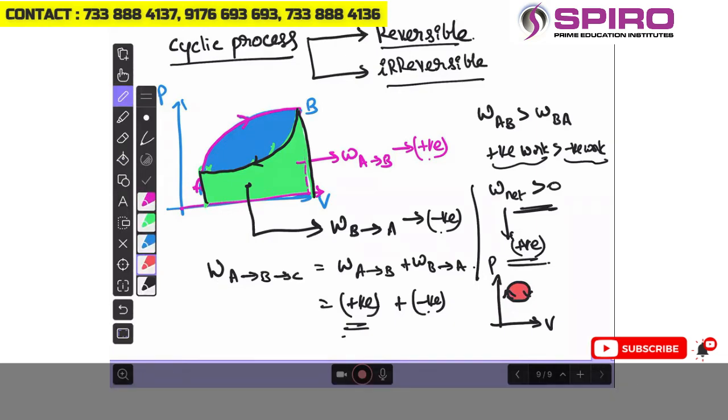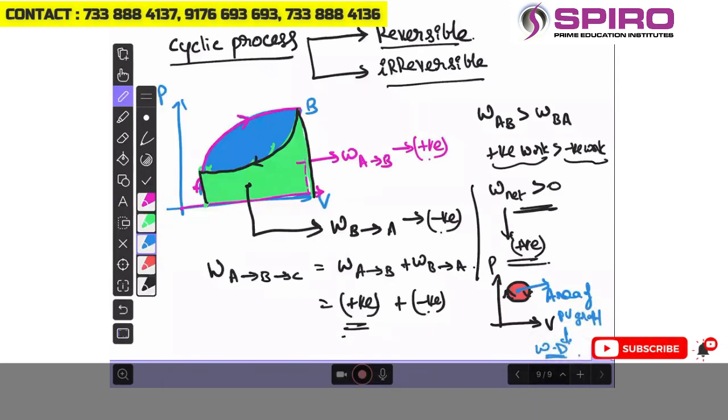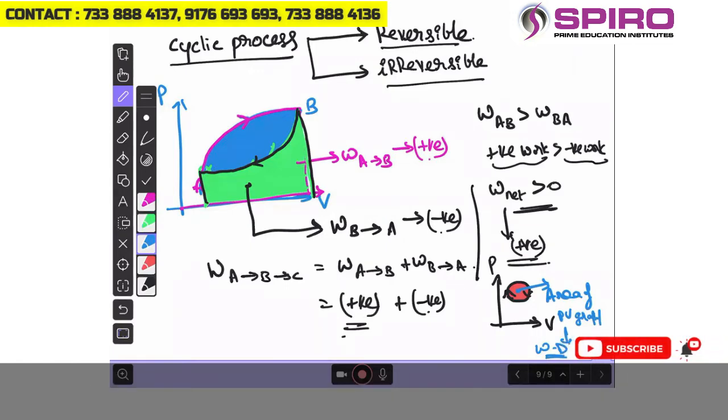So the area of the PV graph will give you the work done, right? If it is a clockwise cycle, net work done will be positive. That means positive work is greater than negative work. Work done during the expansion of the volume is greater than work done during the decrease of the volume here.